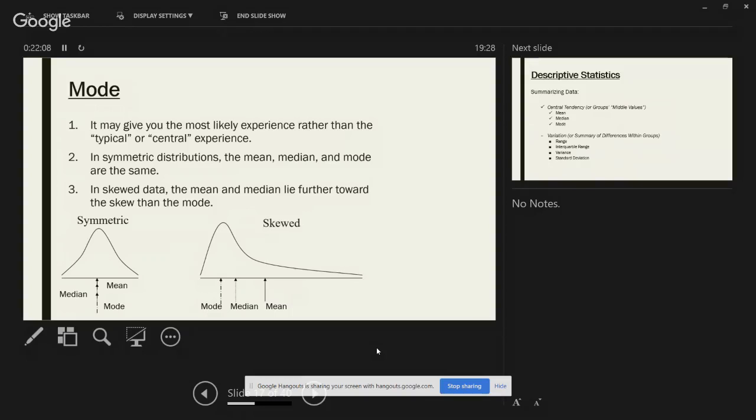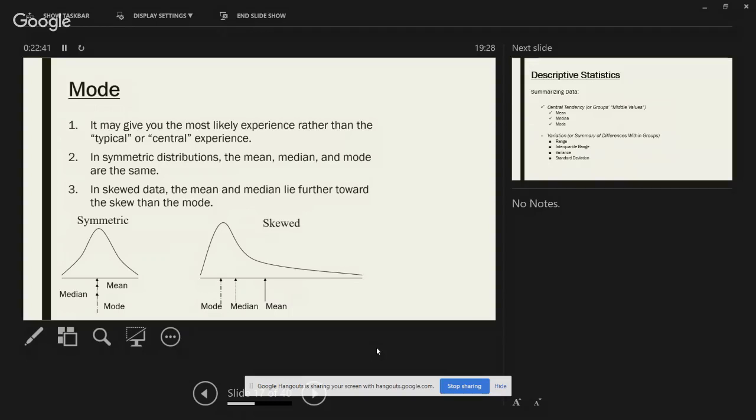And again, in the case of symmetric data, the mode is going to be the center, which is equal to the mean and the median. So that is what symmetric data is all about. Mean, mode, and median are all at the center when we are talking about symmetric data.